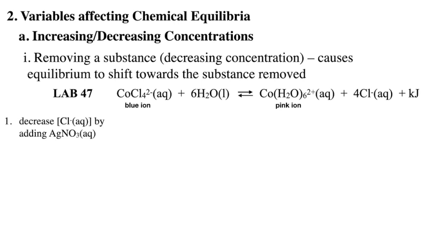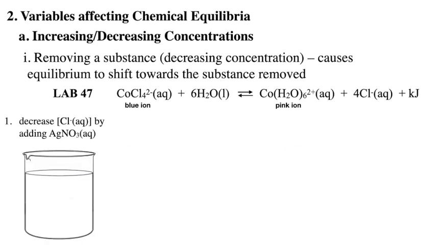Let's say I decrease the chloride ion by adding AgNO3. That seems a little bit weird. I decrease something by adding something. Now what's going on there? Well, let's take a look.